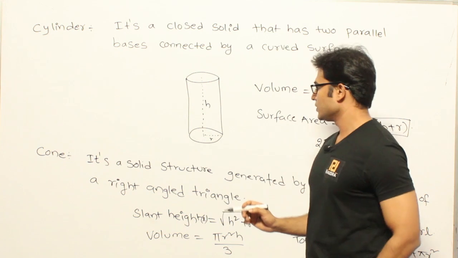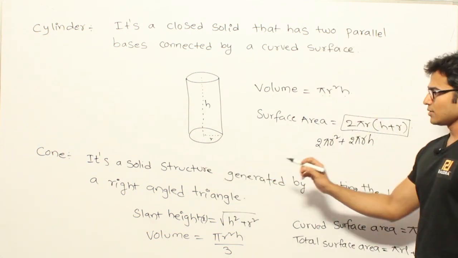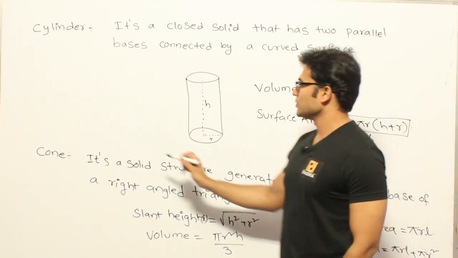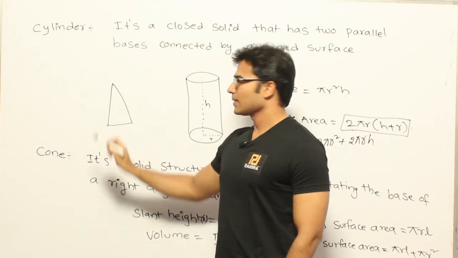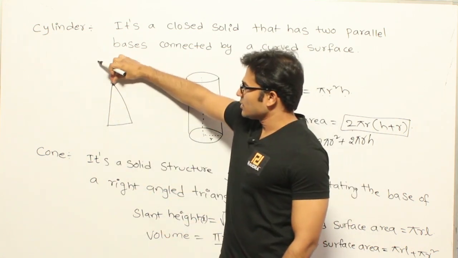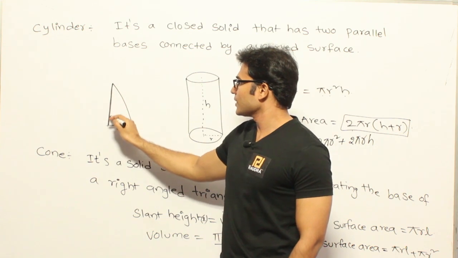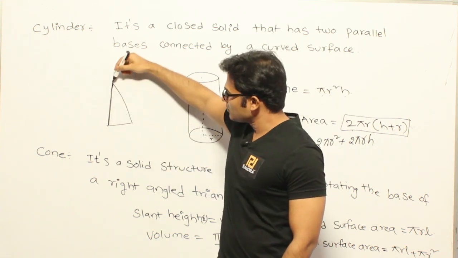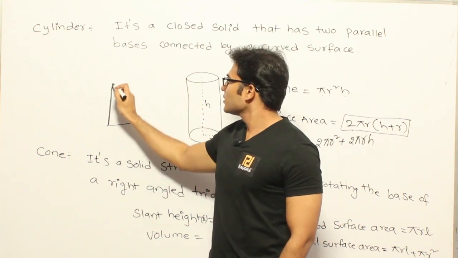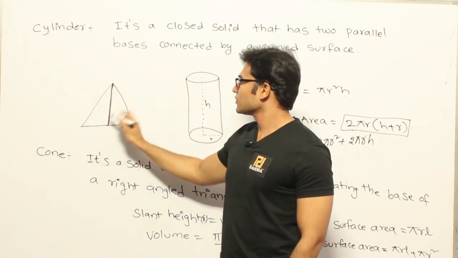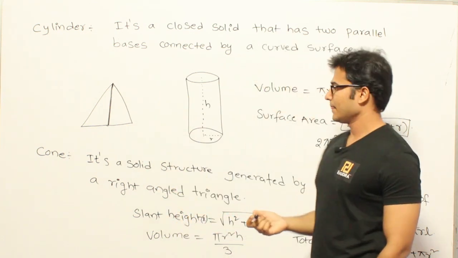A cone is a solid structure generated by rotating the base of a right angle triangle, which means you can imagine we have a right angle triangle like this, okay? And if you rotate it about this axis, which means you keep this one constant and you rotate it, then you are going to get a kind of circular structure, right? So which is going to be a cone.